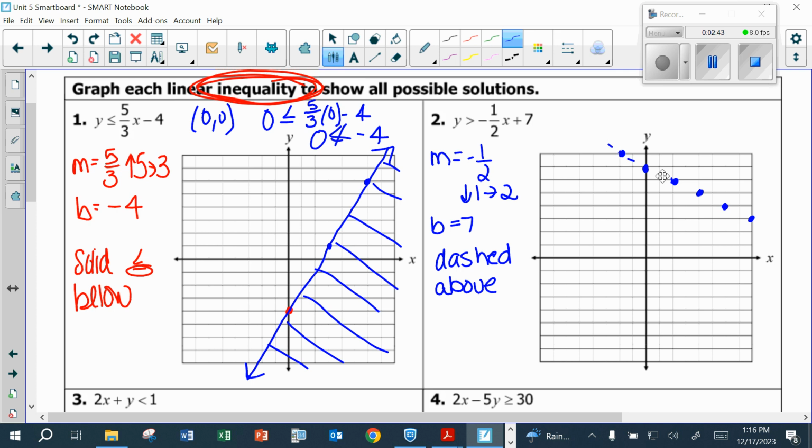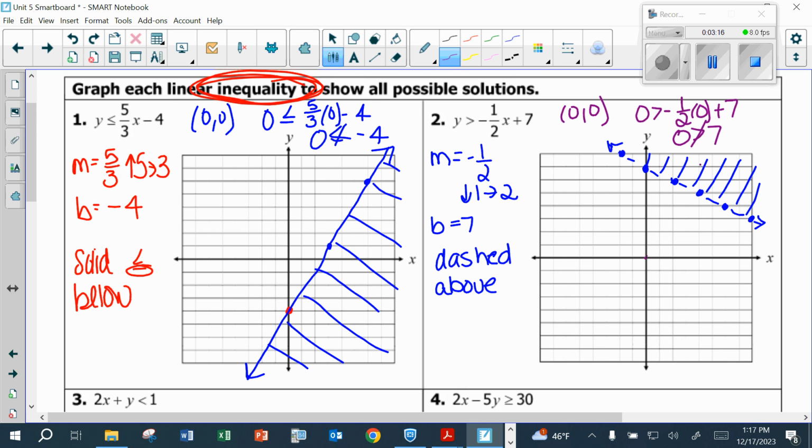Okay, so we're dashed. Did my best without a straight edge. We're going to shade above, because when it rains from above. You can also do that test point too, 0, 0, because it's not on the line, so you can use that. So we would test to see if that's a point. We already know it's not because we graphed above. So 0 is not greater than 7. Okay, so 0, 0 would not be a solution.